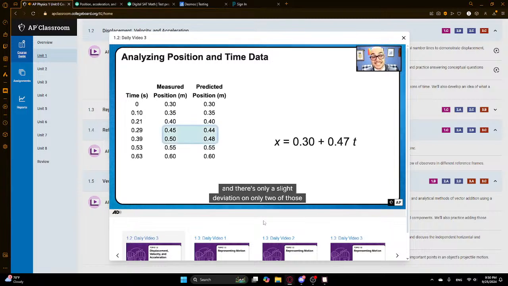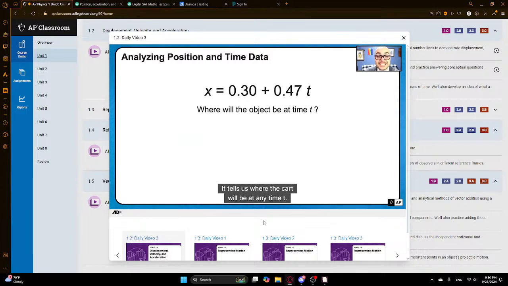And there's only a slight deviation on only 2 of those. So that equation definitely describes this motion pretty well. This equation answers a question. It tells us where the cart will be at any time t.